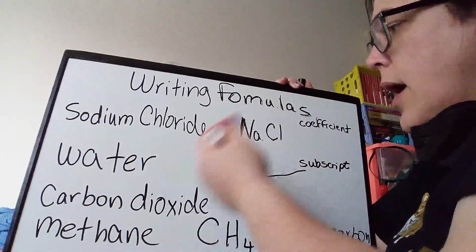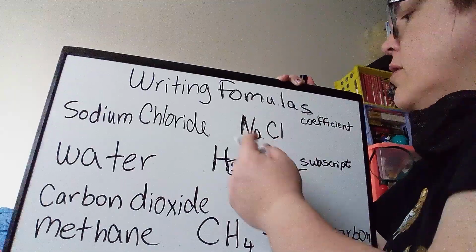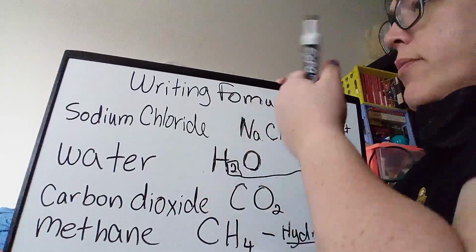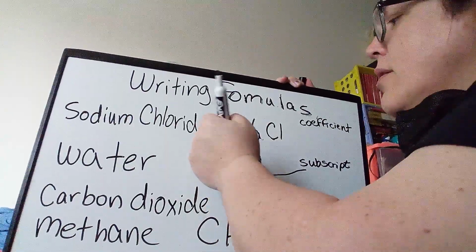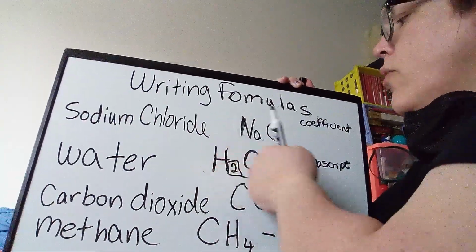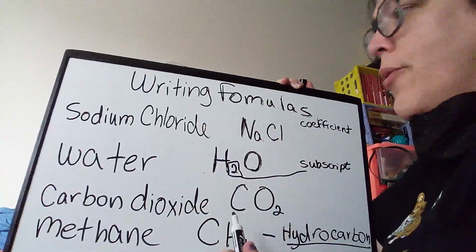So again, formula for water, H2O. Sorry, I made a mistake. I said 2 atoms of water. No. A molecule of water, H2O, has 2 atoms of hydrogen and 1 atom of oxygen per molecule.